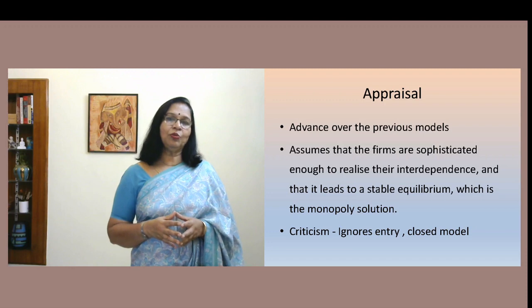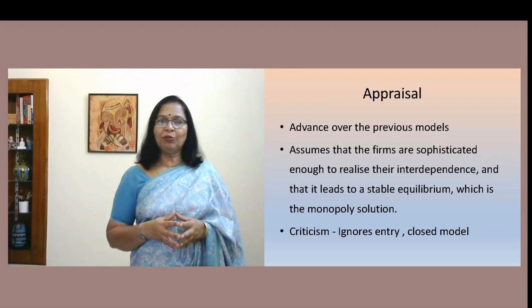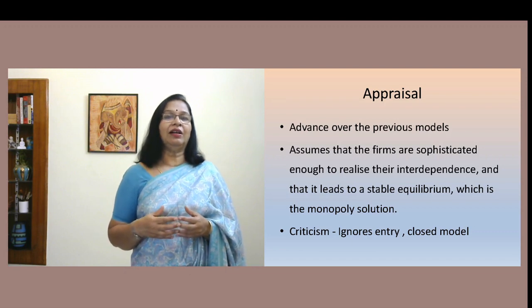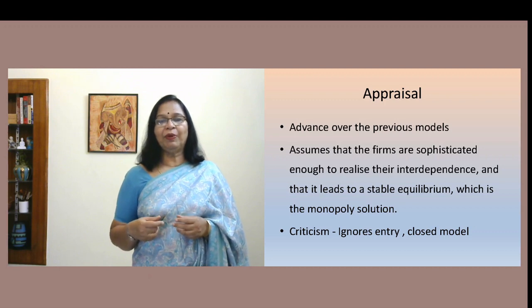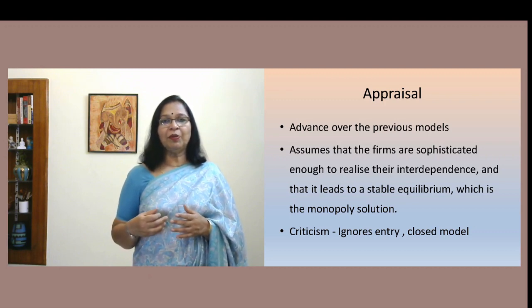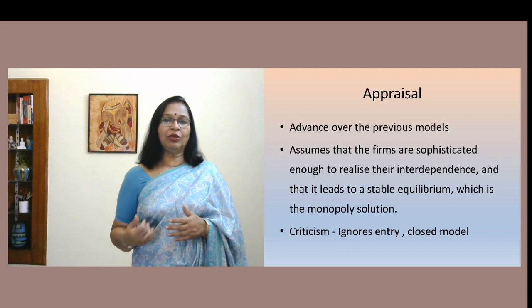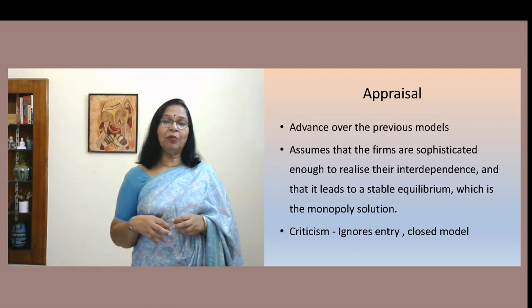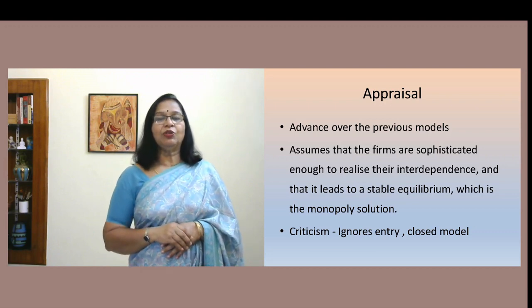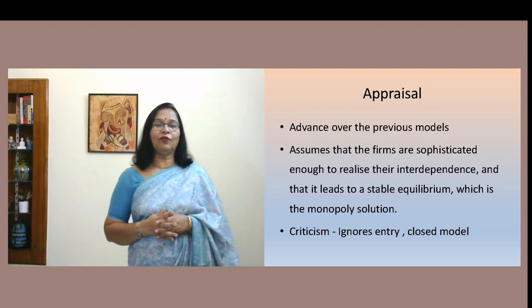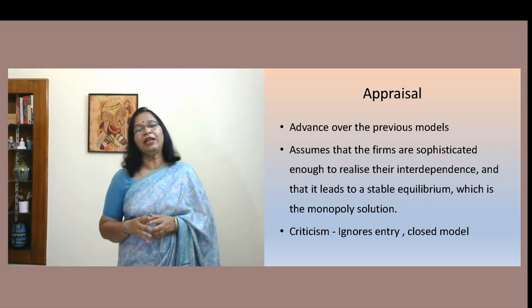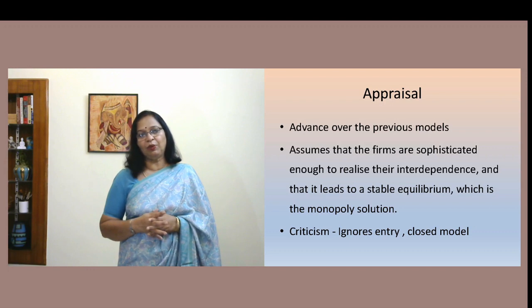Of course, Cournot's model is an advance over the previous model because, as I have been telling, there have been changes that are away from that, from price taker to price maker, and from price maker of independent price firm to now we are talking about interdependent firm. We are now talking about monopoly price and monopoly output by both the firms. So here we are assuming that firms are sophisticated enough to realize their interdependence, and this leads to what we call a stable equilibrium.